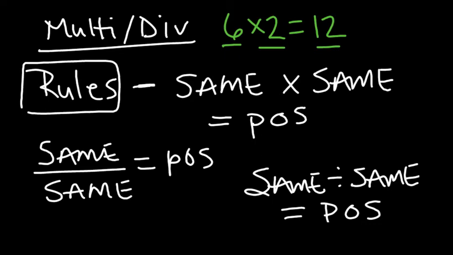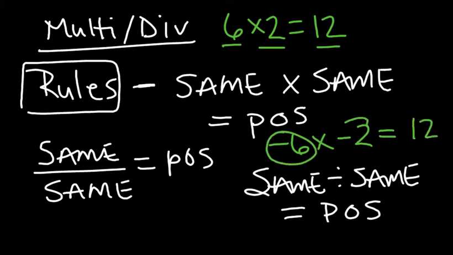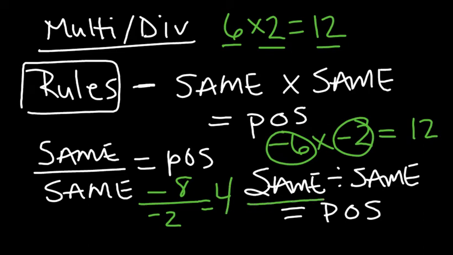Okay? What about -6 times -2? That also equals positive 12. They're both negative. So if they're the same, it's always going to be positive. The same times the same is positive. Okay? If you're dividing, a negative divided by a negative is a positive. If the signs are the same, it's a positive number. So -8 divided by -2 equals positive 4. Sometimes they divide with the divide sign. It's still positive if it's the same. If the signs are the same, multiplying or dividing, you get a positive number.